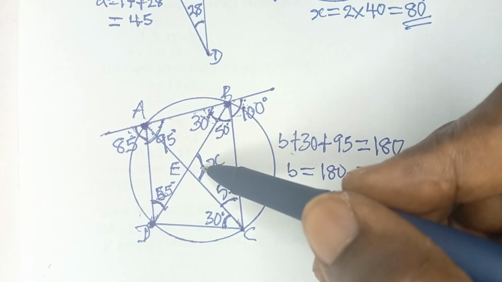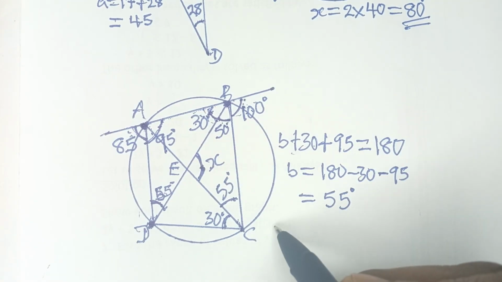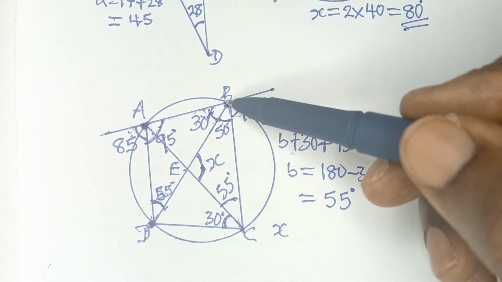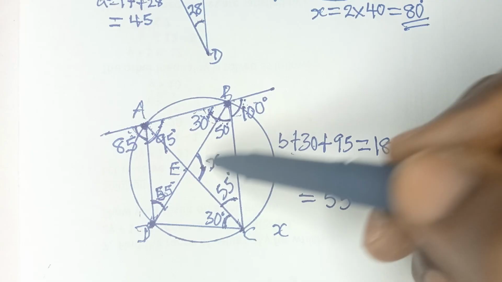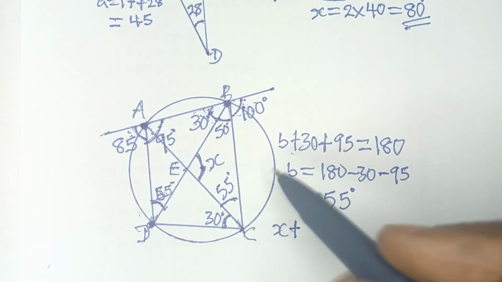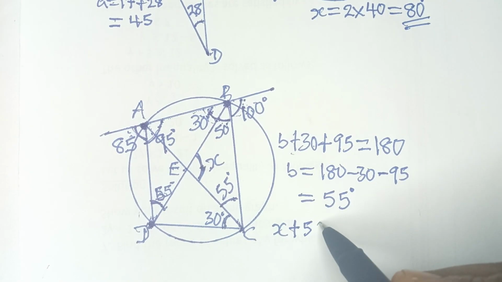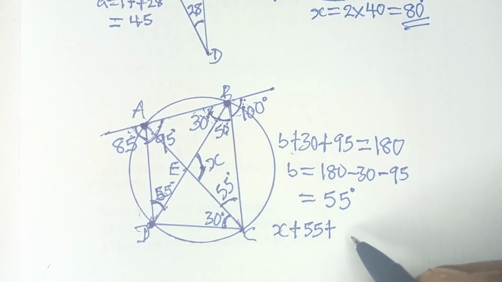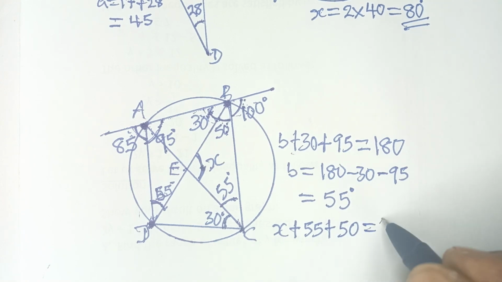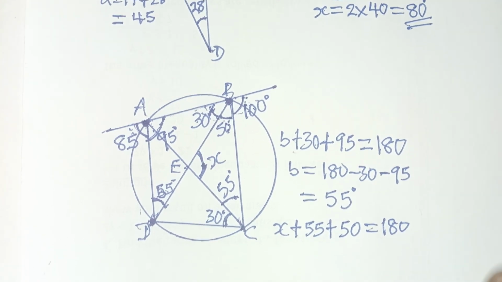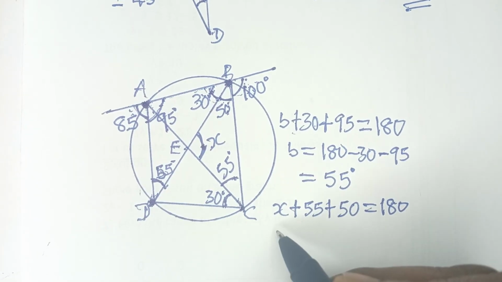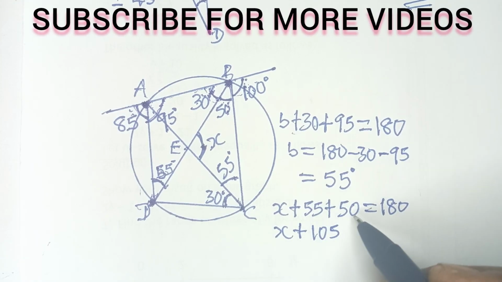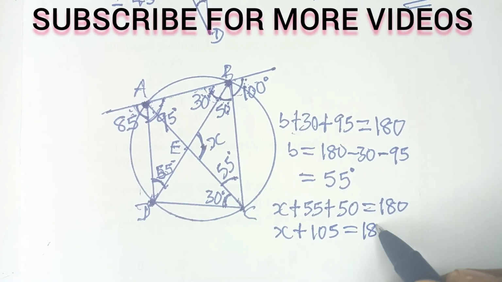Now, finally, how do we find X? We can now come straight here and say angle X, using this triangle BEC. Using triangle BEC now, we can say angle X plus 55, 55 is here, and then plus 50. The angle that we just got here now is 50. Plus 50. And then everything is 180, because the sum of angles in a triangle is 180 degrees. So I can say X plus 105. 55 plus 50 is 105, and that will give us 180.